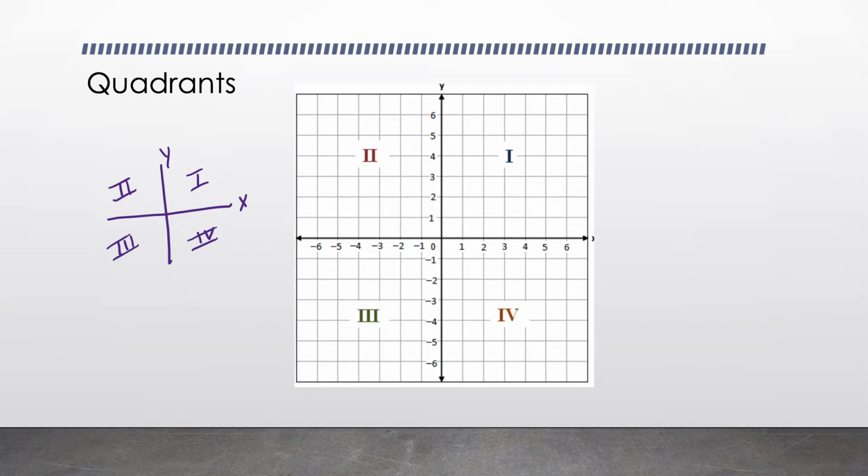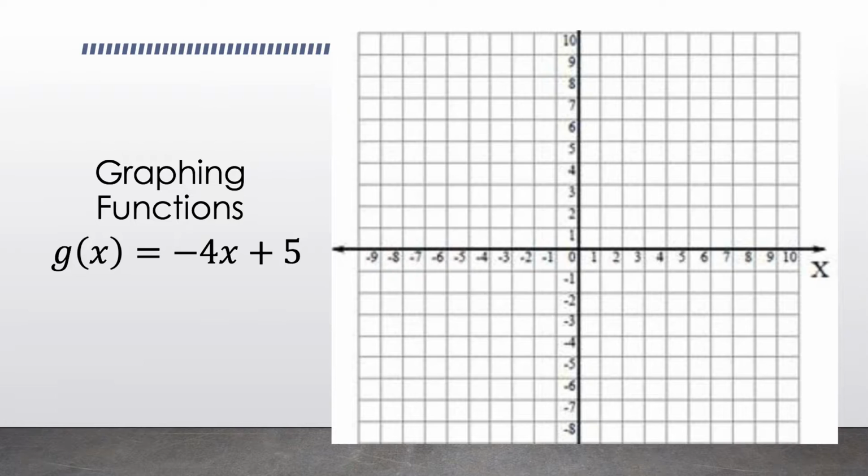With that in mind, we're going to look at 2 examples where we are given a function and we are asked to graph that function. So our first function is g of x is equal to negative 4x plus 5. And so we're going to begin by making a table of values where we're going to select an x value and then plug it in to get the y value, or using our function notation, the g of x value.